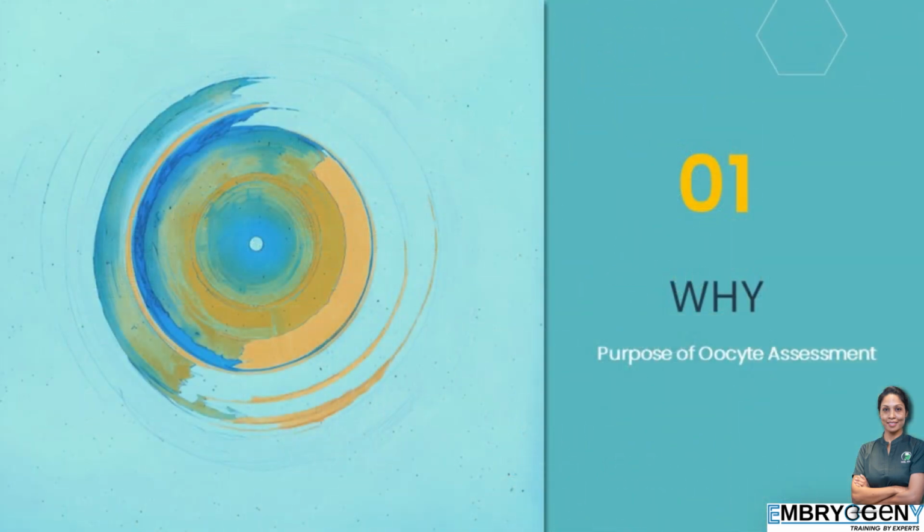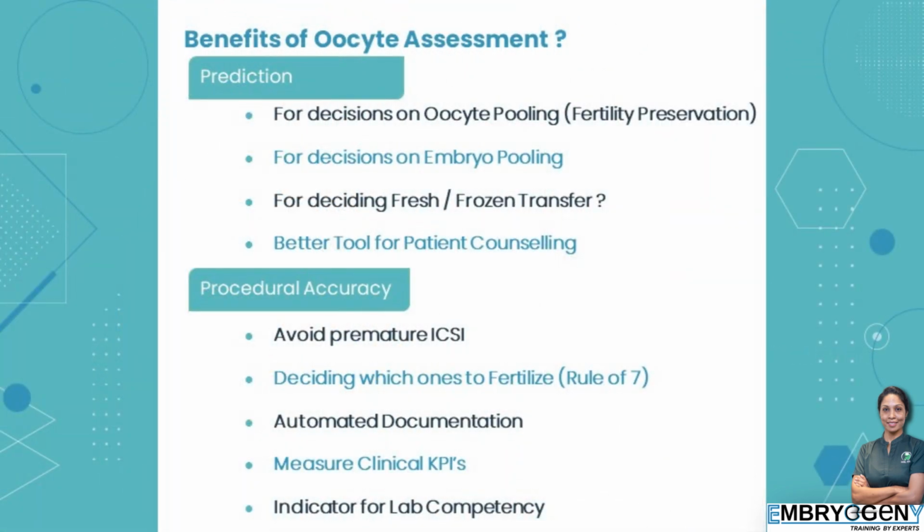So now the next question: what value can oocyte assessment have? We can divide the need for oocyte assessment into two major categories, prediction and procedural accuracy. Let's take prediction first. The most obvious benefit of oocyte assessment would be in cases of fertility preservation. We will take all of these examples in a while, and then for cases of decisions on embryo pooling, for deciding fresh versus frozen transfer, and overall as a better tool for patient counseling. Then comes procedural accuracy, which is like the indirect impact of oocyte assessment.